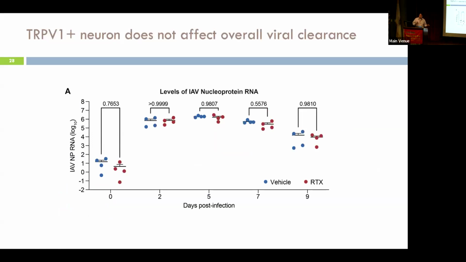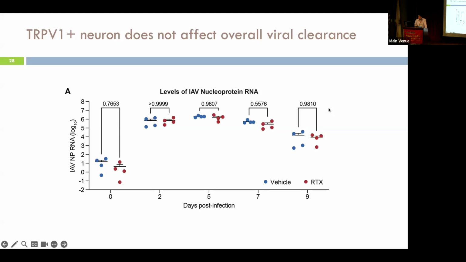So the first question is, does this affect the viral clearance, right? We could measure that by, in this case, measuring the levels of nuclear protein in the lungs. And over the course of infection, there seems to be similar levels of the virus, at least by transcript, in the lungs.